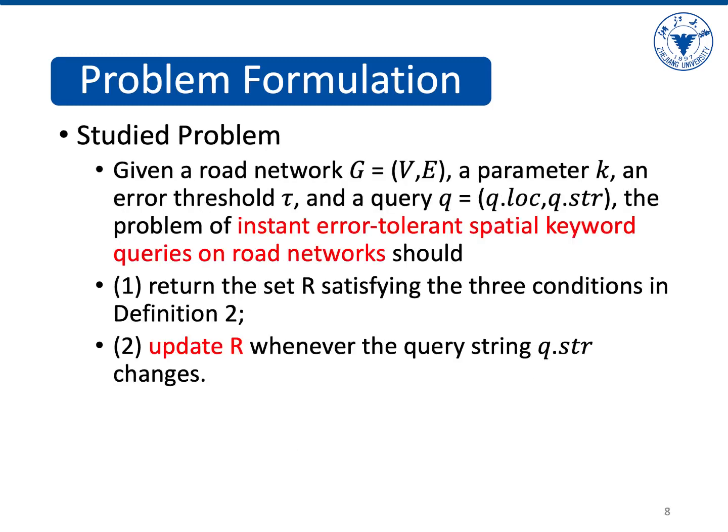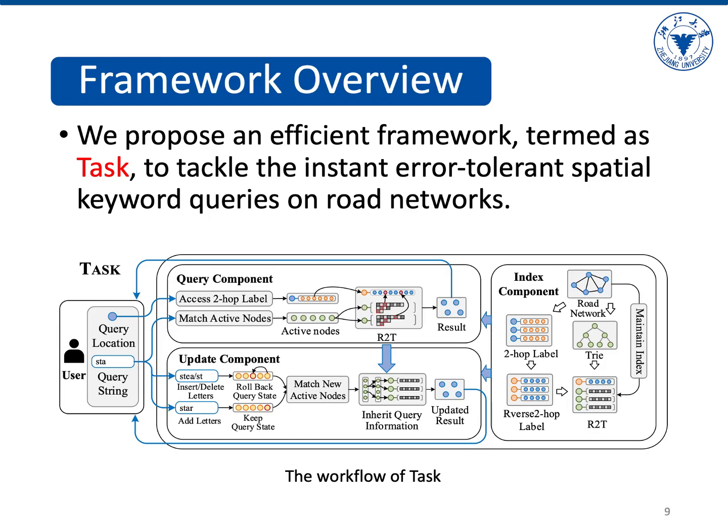So the problem we study is as follows. Given a road network and some parameters, and a query, the problem of instant error tolerant spatial keyword queries on road networks should return the set R satisfying the 3 conditions in Definition 2, and update R whenever the query string changes. To solve the problem, we propose an efficient framework, termed as TASK.